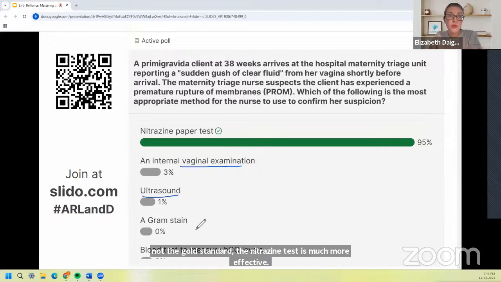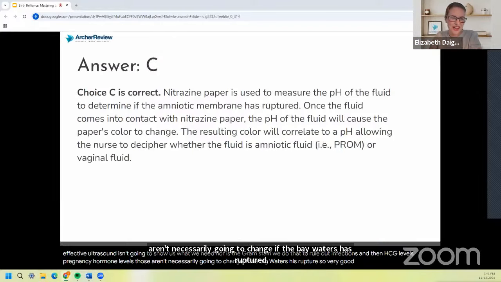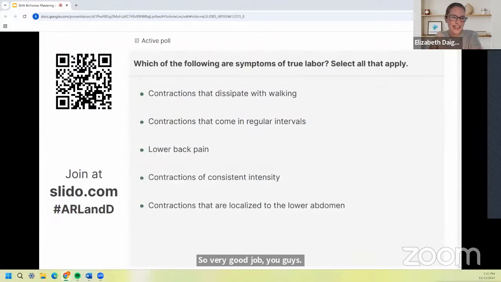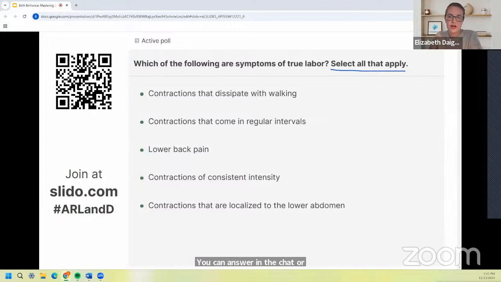Ultrasound isn't going to show us what we need, nor is a gram stain. We do that to rule out infections. And then HCG levels, pregnancy hormone levels, those aren't necessarily going to change if the bag of waters has ruptured. So very good job, you guys. Okay, I have another Slido for you guys, though. Let's get ready. Tell me which of the following are symptoms of true labor. And do know, guys, this is a select all that apply, so it's a tricky one. You can answer in the chat or Slido or in the comments if you're online.